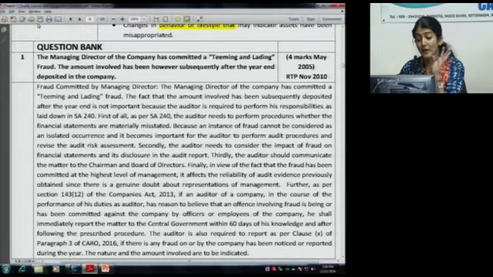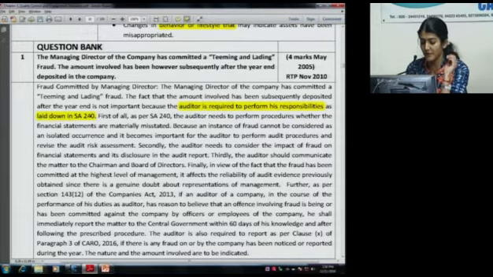The fact that the amount has been subsequently deposited after the year end is not important, because the auditor is required to perform his responsibilities as per SA 240. And now you read the responsibilities given over there. Everybody in your own books read the responsibilities, word by word, keeping a pencil or pen in your hand.